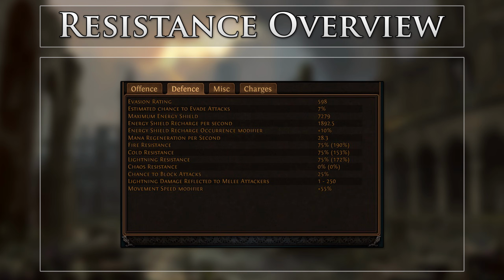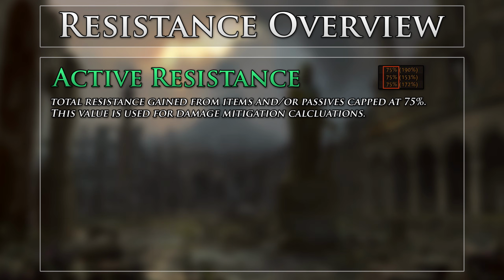Your resistances can be seen on your character sheet under the Defenses section. There will be an affiliated resistance name, followed by two percentage values. The first percentage value is your active resistance value, and the second percentage value in the parenthesis is your uncapped resistance. Active resistance is the total resistance of that type that you have from items or passives, up to the default cap of 75%. This is the value that will be used to calculate your mitigation against that damage type.